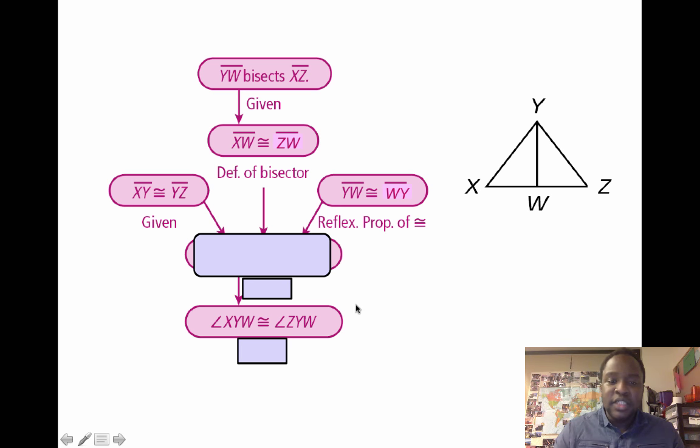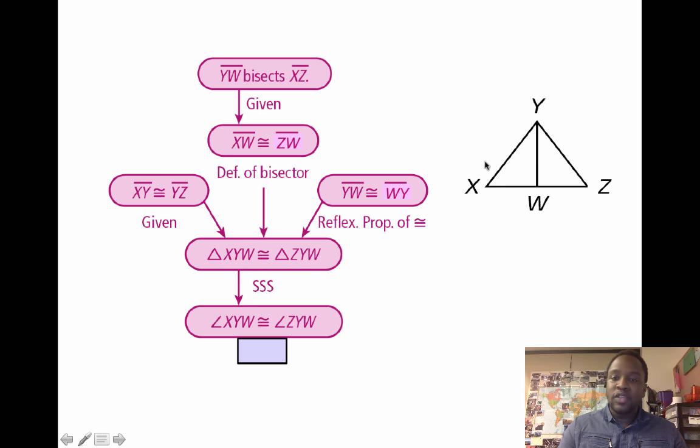Now, it's much easier to see why these triangles are congruent. We have a pair of congruent sides, a pair of congruent sides, and another pair of corresponding congruent sides. So we can say that triangle XYW is congruent to triangle ZYW. The triangle on the left is congruent to the triangle on the right by side, side, side.